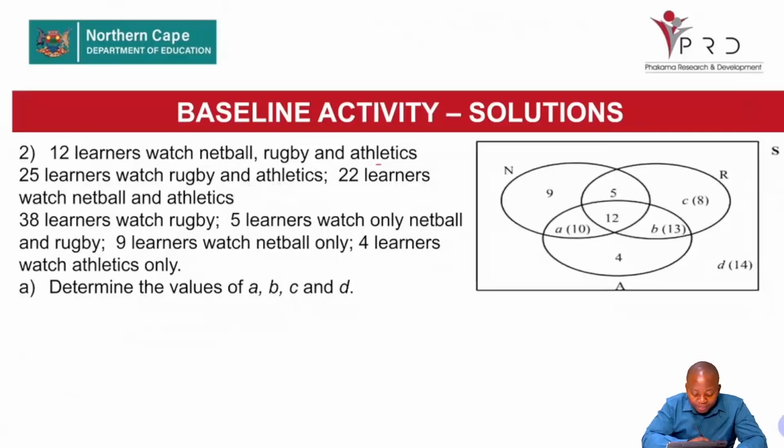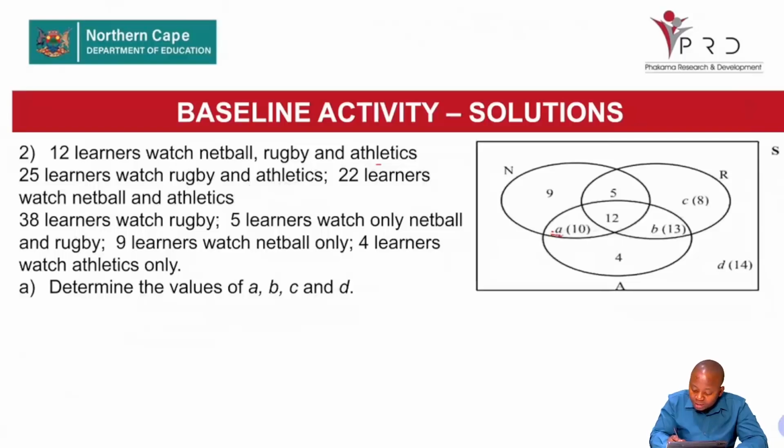25 learners watch rugby and athletics. 22 learners watch netball and athletics. 38 learners watch rugby. 5 learners watch only netball and rugby. And 5 learners watch netball only. 4 learners watch athletics only. Determine the values of A, B, and C.